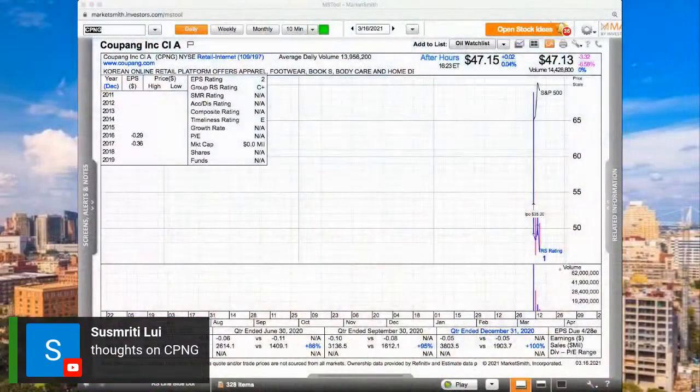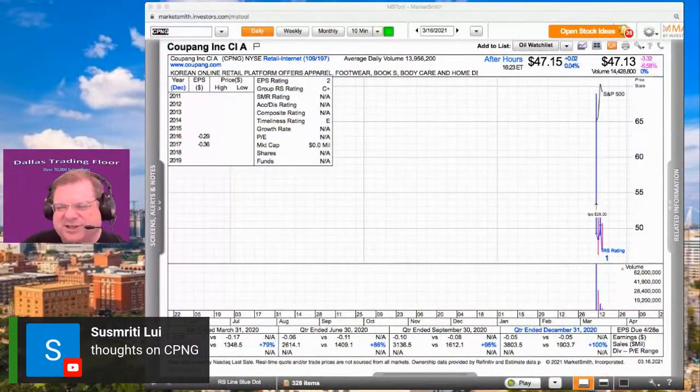All right. Well, let's look at this one. This is interesting. I've never heard of this one. It's Korean online. I don't have a lot to go on with these stocks, that's the problem. But boy, look at that. It has moved up very nicely. It just IPO'd at 35 and it's up to 47. I can't tell you much on this one, but it doesn't look bad.